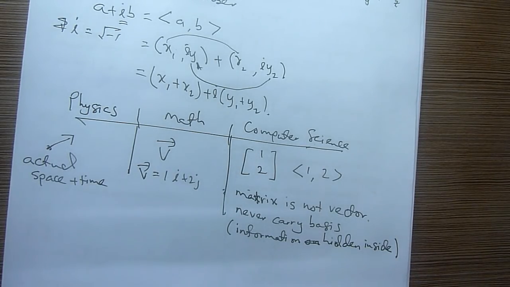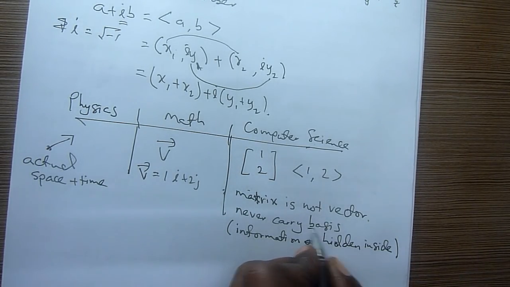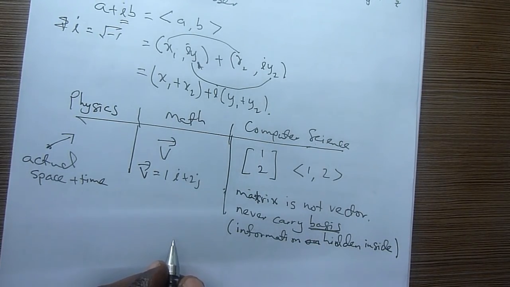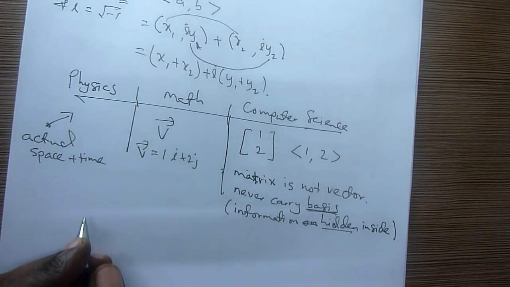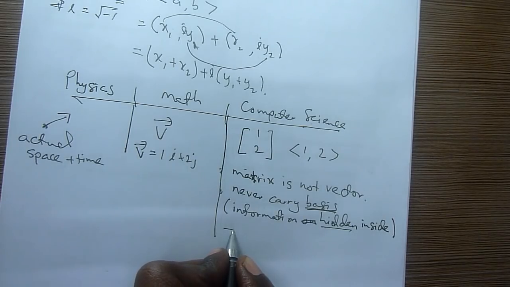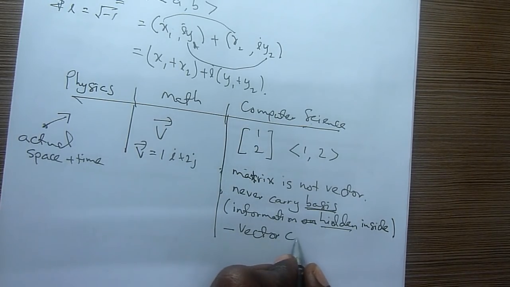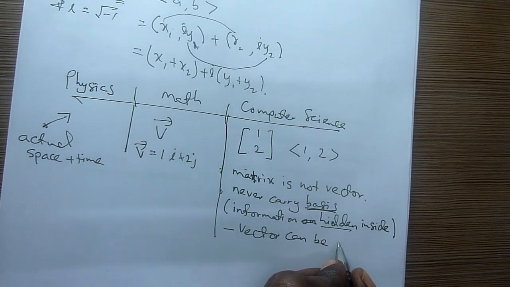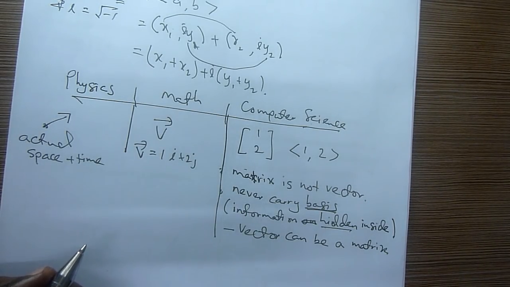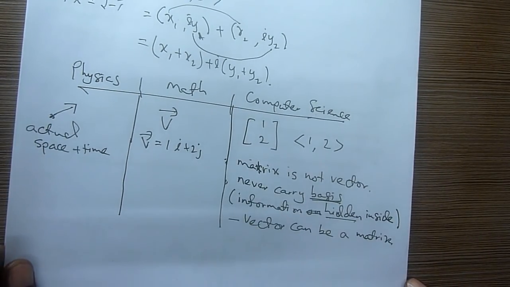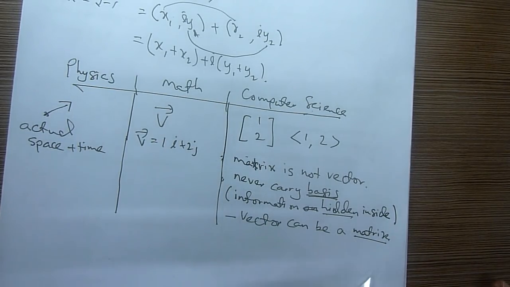Insight means it implicitly carries some information. The basis means it is able to hide some information and carry this information implicitly. Therefore, a vector can be a matrix. It can use the properties of the matrix. Therefore, one of the advantages of a vector is that it is able to use the matrix and its properties.